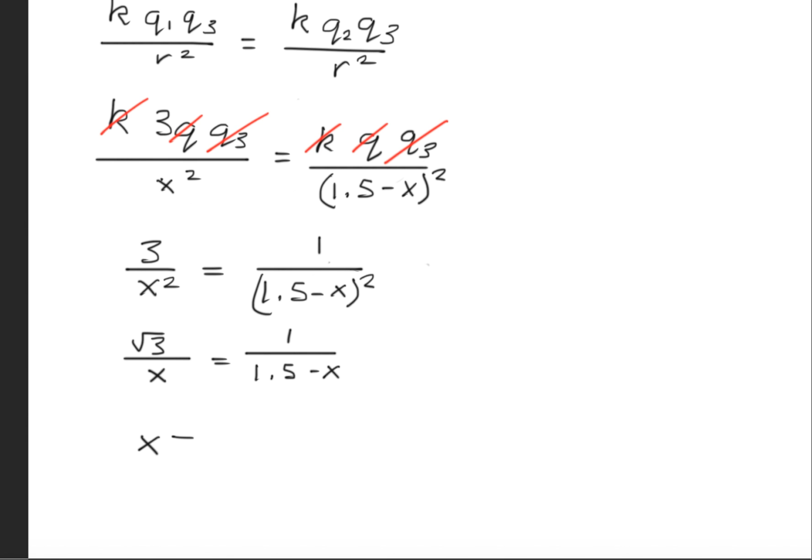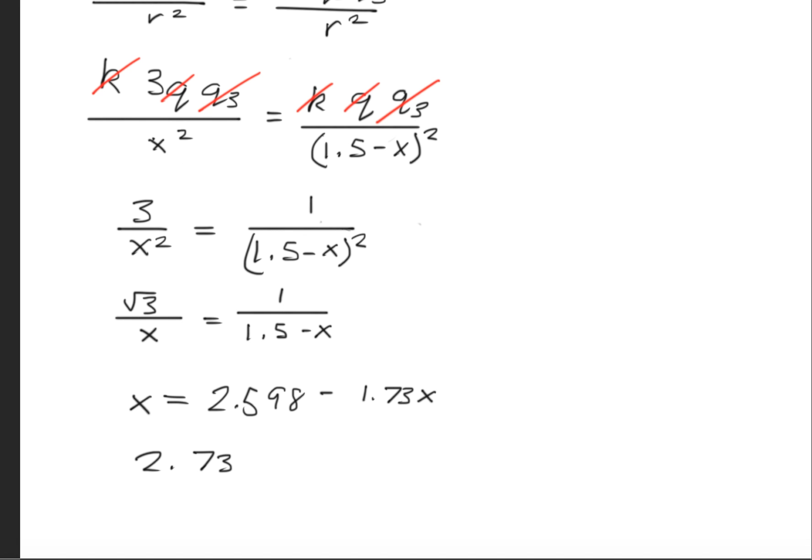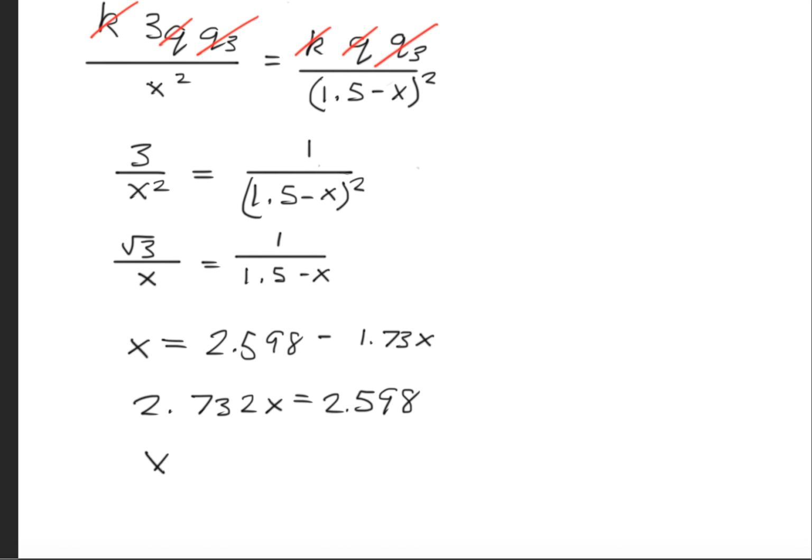So we get X is equal to 2.598 minus 1.73X. So we get 2.732X is equal to 2.598. We solve for X and we get approximately 0.951 meters.